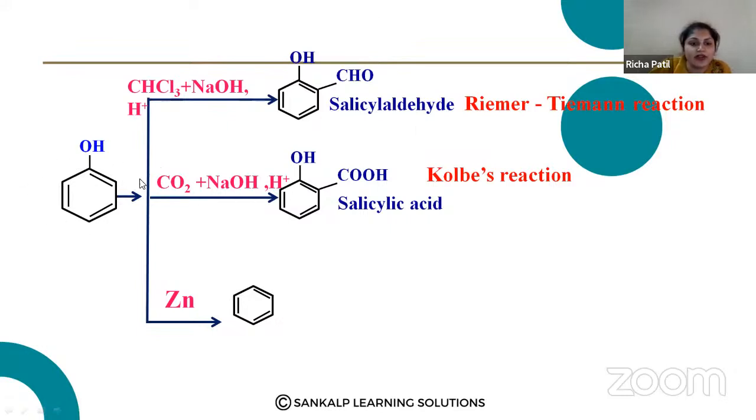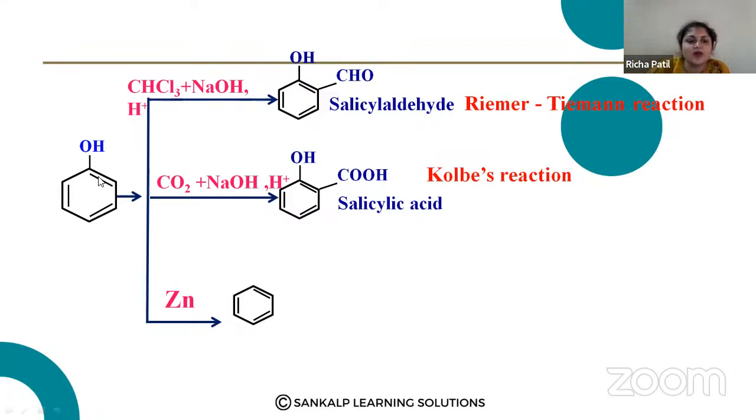So when you treat your phenol with carbon dioxide and further react with NaOH, a strong base, further hydrolysis will give you salicylic acid. At your ortho position there is a COOH group, a carboxylic acid group. This reaction is Kolbe's reaction. So this is the second named reaction, Kolbe's reaction.